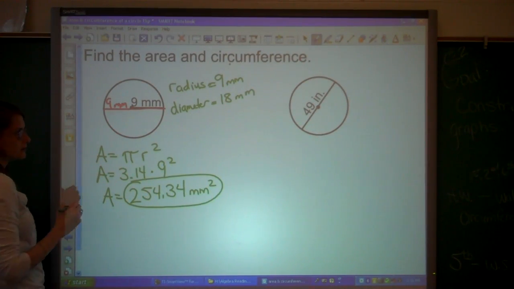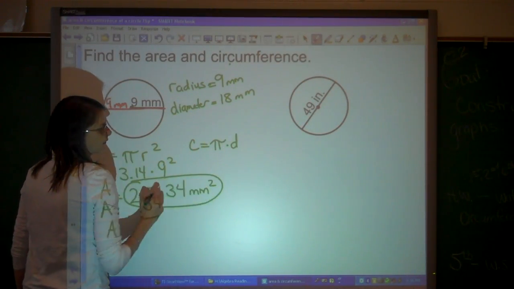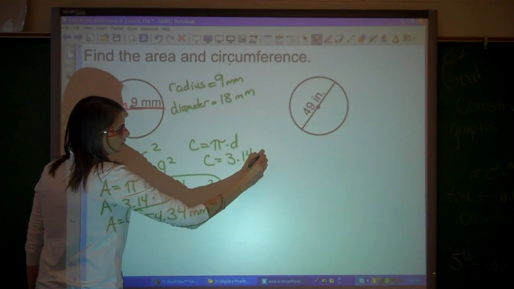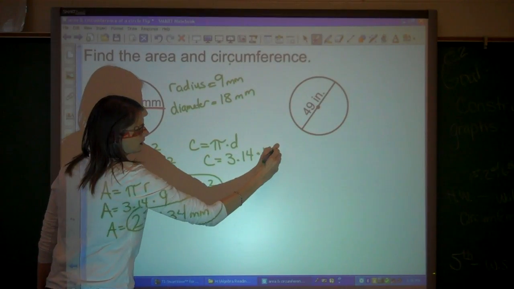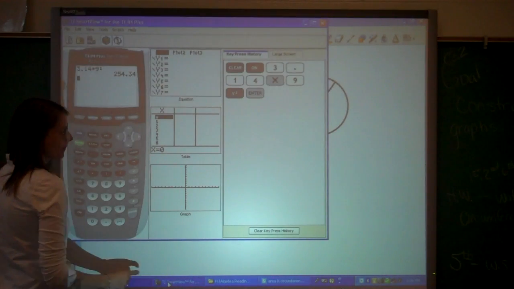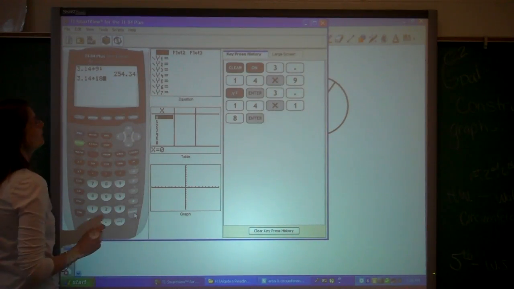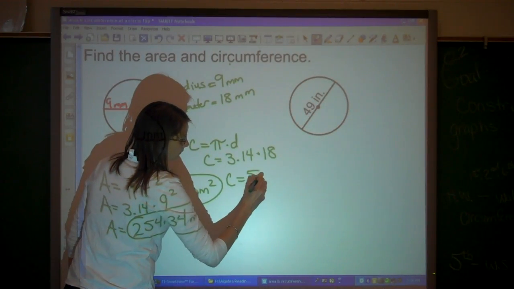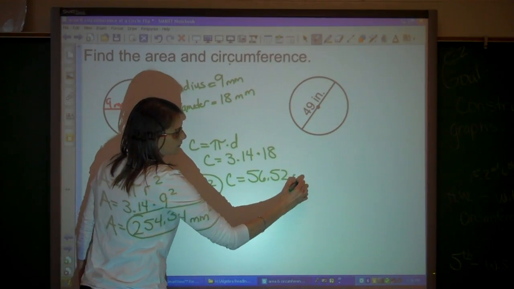Now to find circumference, that formula was pi times diameter. So pi is 3.14 times the diameter. Remember they gave me the radius, 9, so 9 and 9 makes 18. And then I'm going to stick that in my calculator. 3.14 times 18, and I get 56.52. And this is just measured in units, so it's simply millimeters.